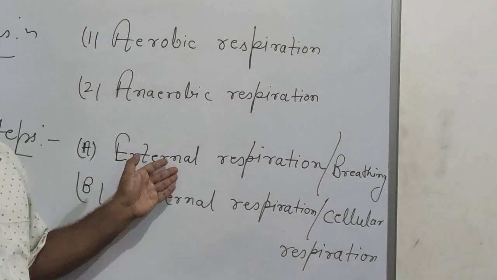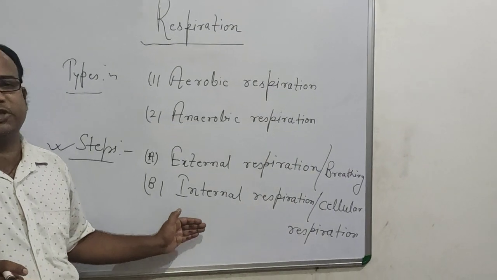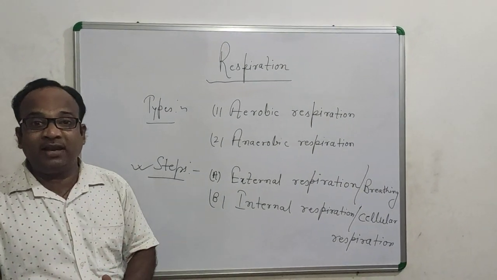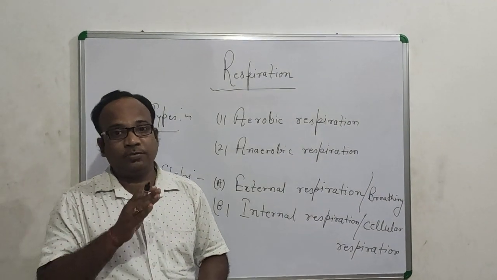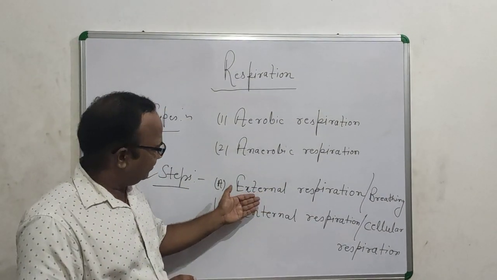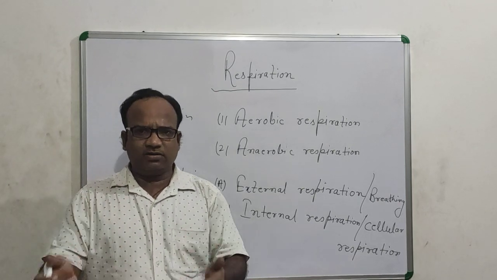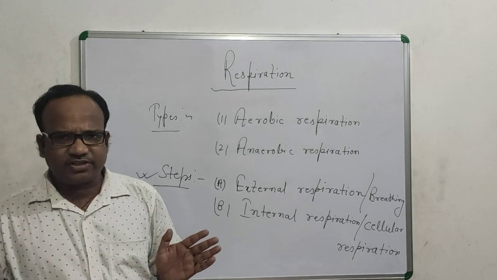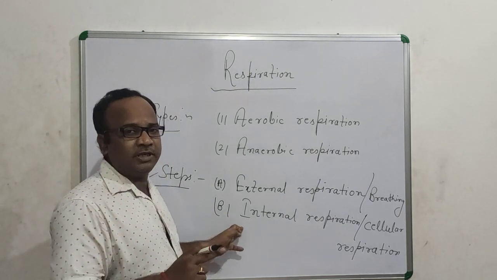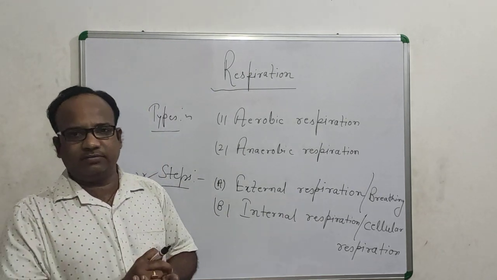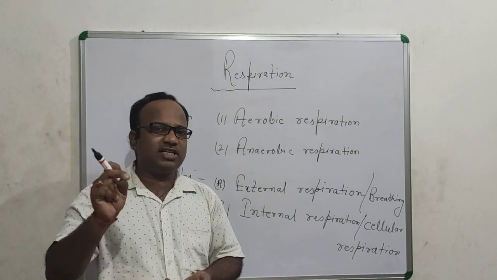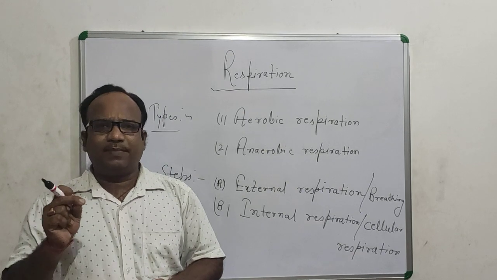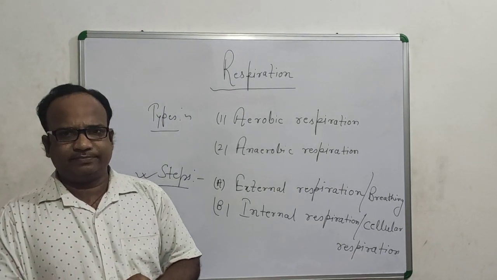When the oxygen reaches the cell, then cellular respiration takes place. And that cellular respiration explains how the food molecule is going to be oxidized. And in breathing, the first step is simply taking oxygen inside and releasing carbon dioxide outside. But cellular respiration takes place at the level of the cell. When that oxygen reaches each and every cell of our body, then the breakdown of food takes place.